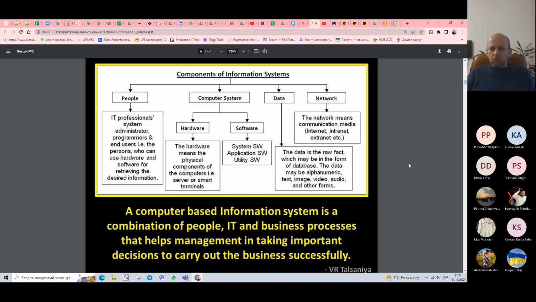Data. This data is the raw facts, which may be in the form of a database. The data may be alphabetic, text, image, video, audio, and other forms. And network means communication made through internet, intranet, extranet, different kinds of communication principles. A computer-based information system is a combination of people, information technology, and business processes that help management in taking important decisions to carry out the business successfully.